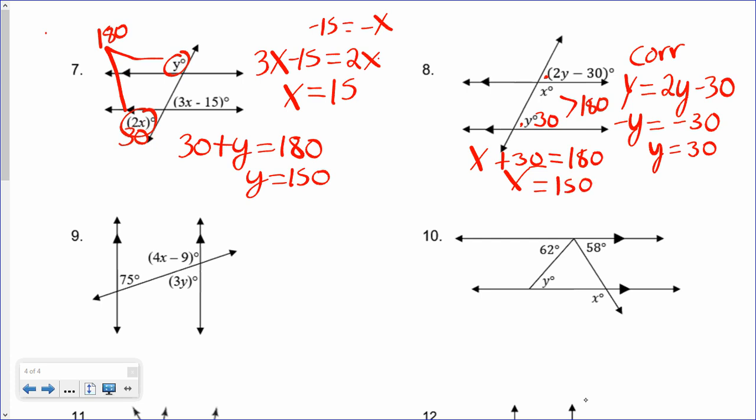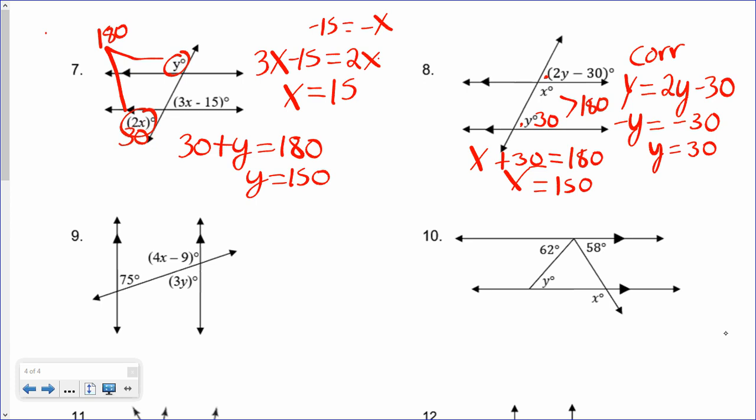X is 150. Again, there are so many different ways you can do it. Yes, you could have also plugged the y into this angle right here and done linear pair. Do it that way as well. Okay.